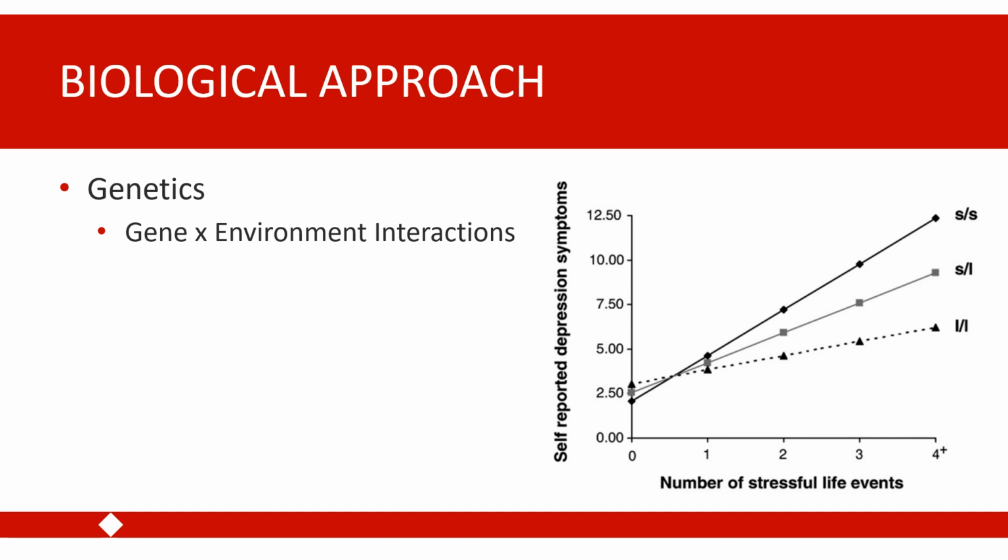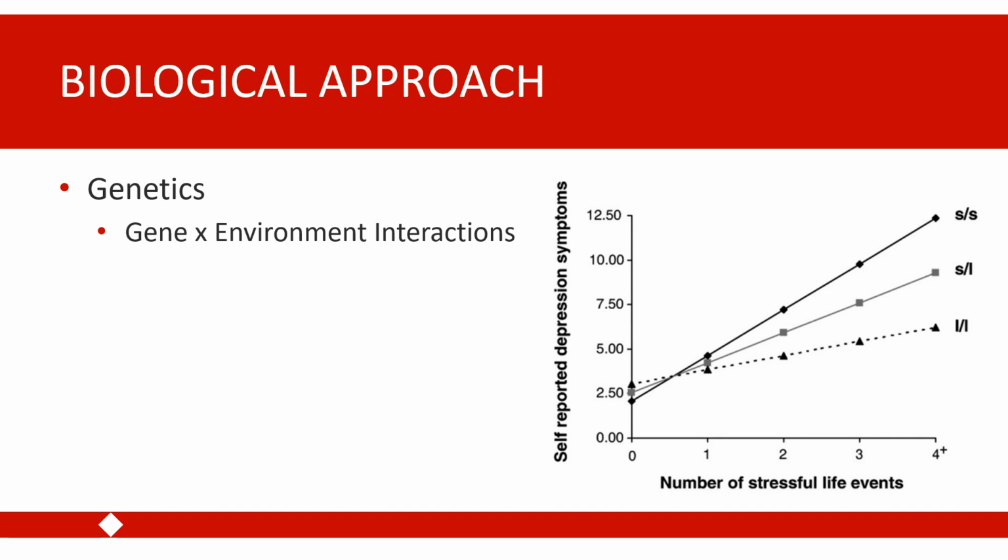This is an example of a gene by environment interaction for a specific gene that we're going to talk about in more detail when we discuss depressive disorders. This is called the serotonin transporter gene. There are two different versions of this gene: a short version and a long version. What we know is that having a short allele for this gene is a risk factor for depression, but it turns out that it's only really a risk factor in the context of stressful life events.